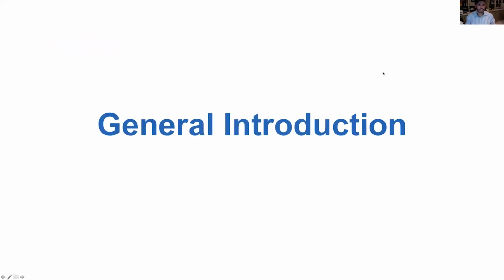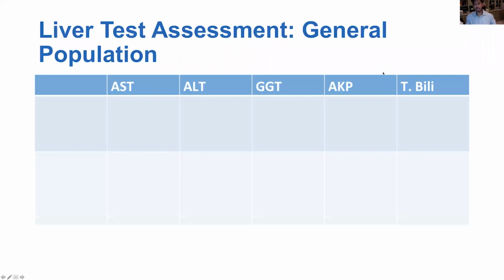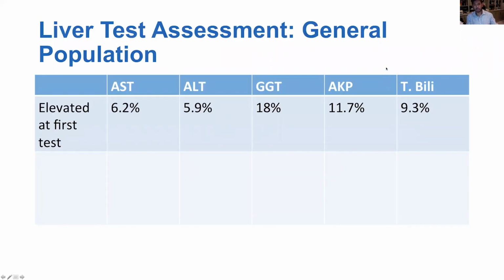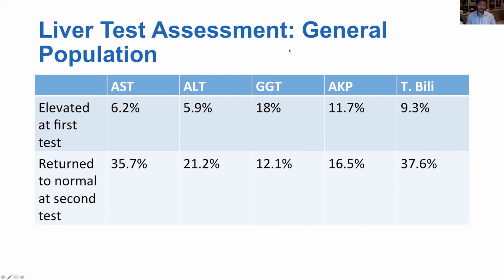So just as an introduction, a lot of people have liver abnormalities. Roughly 12% of the US population will have some elevation of their liver tests, whether it's the ALT, AST, GGT, alkaline phosphatase, or bilirubin. But more importantly, a good number of these patients will actually resolve to normal whenever you check the test a second time a couple of months later.